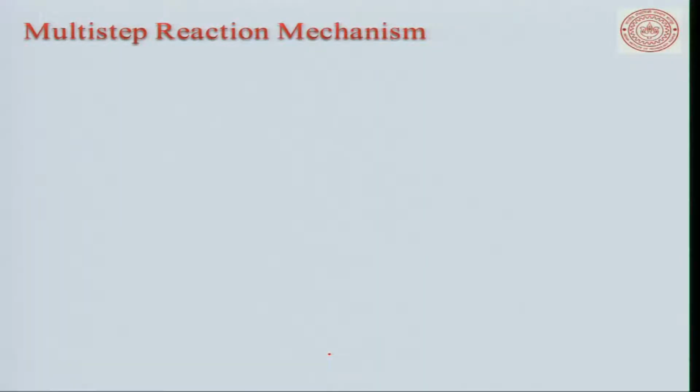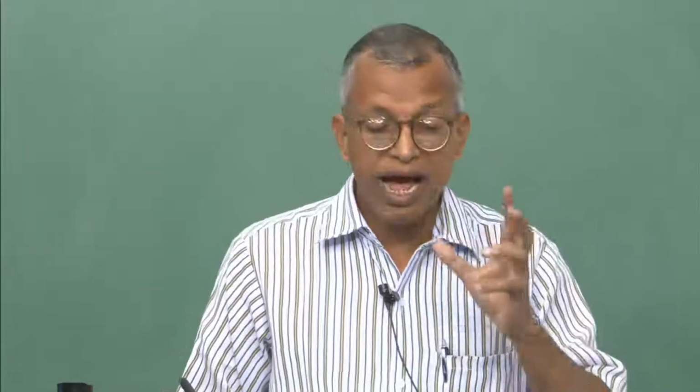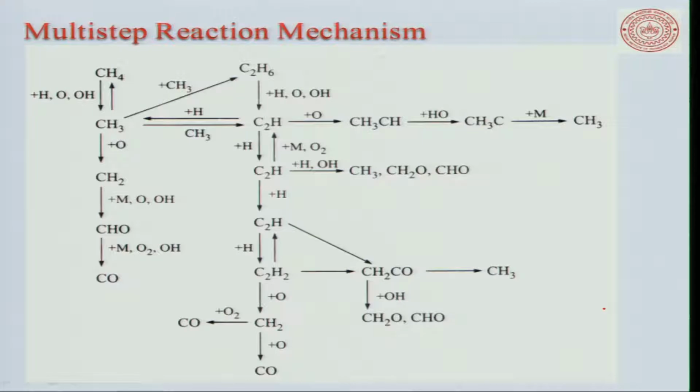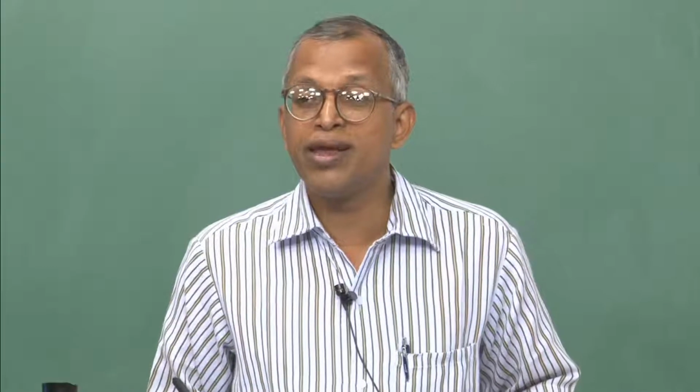So, let us look at a multi-step reaction mechanism, because you may not have a feel for what it is. I will just show you a very simple model, which looks quite complex in nature, but it is only around 14 species and 40 reactions. However, this is not adequate to model the methane air chemistry, which is the simplest hydrocarbon.